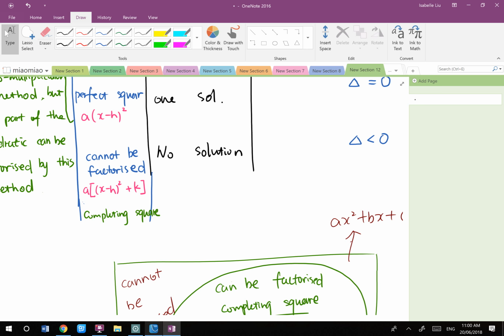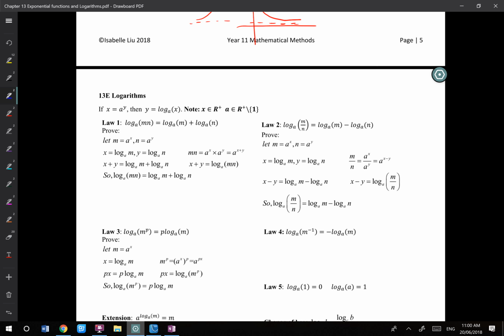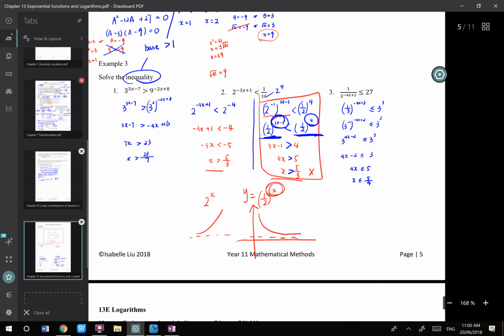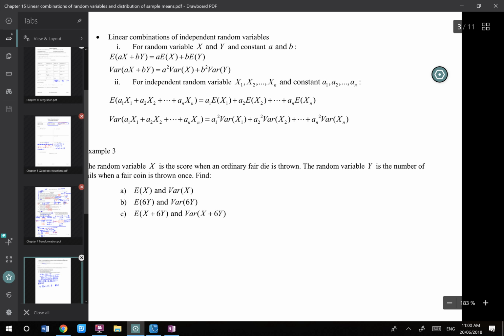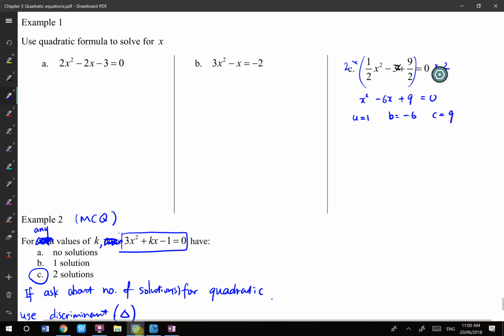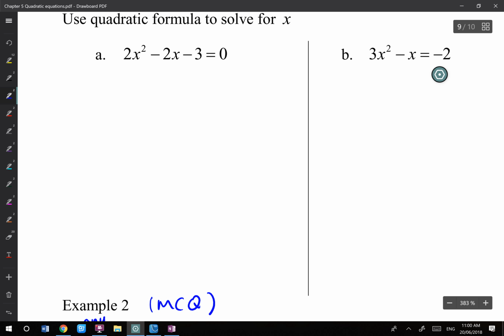Well, I'll just show you the calculator. Just pick something. Let's pick a question. For example, that one. Okay, 2x squared minus 2x minus 3.